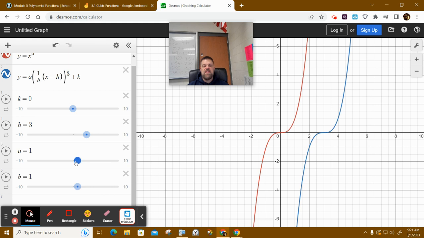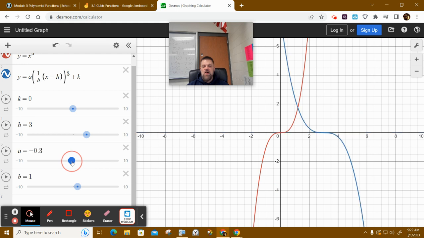But what did we say that a was? Negative 1/2. So watch what happens. Let me explain this first. As soon as I make it a fraction, see how that compresses it vertically? So from 0 to 1, it compresses it vertically. When a is 0, it'll disappear. But now, what happens as soon as a is negative?